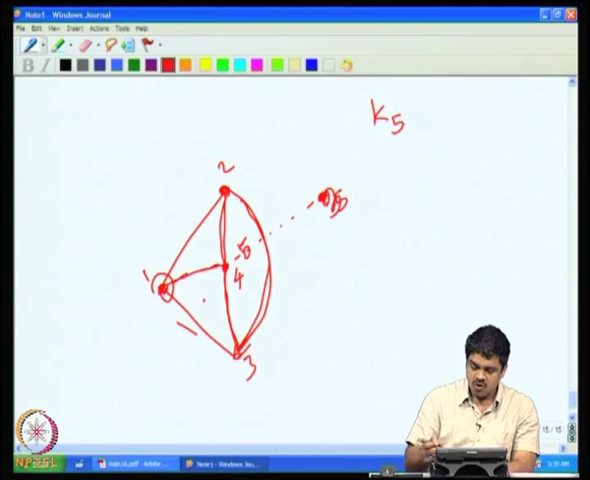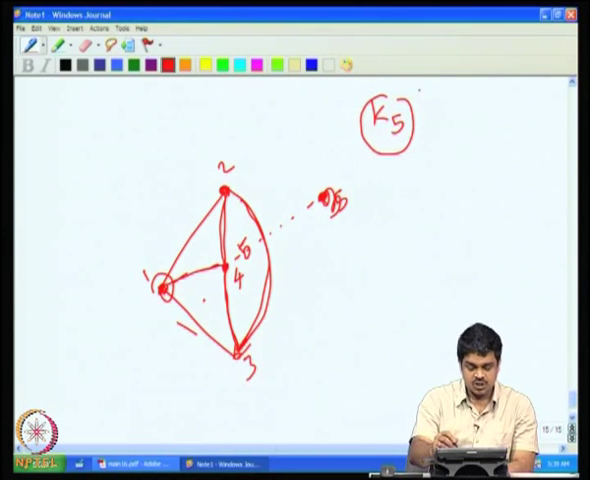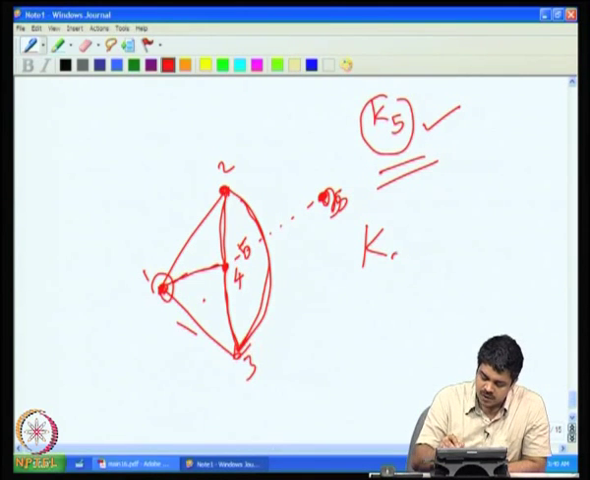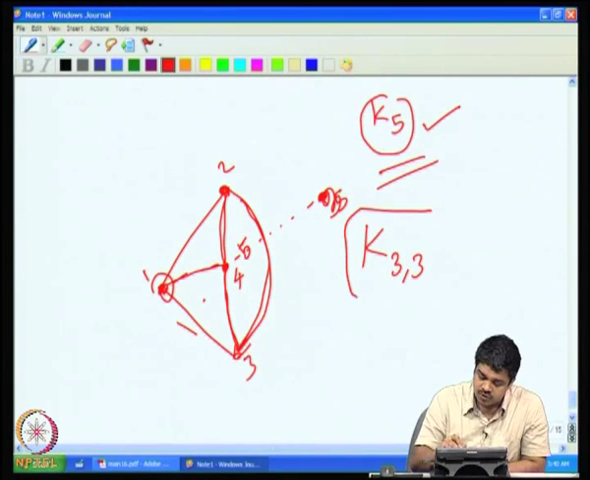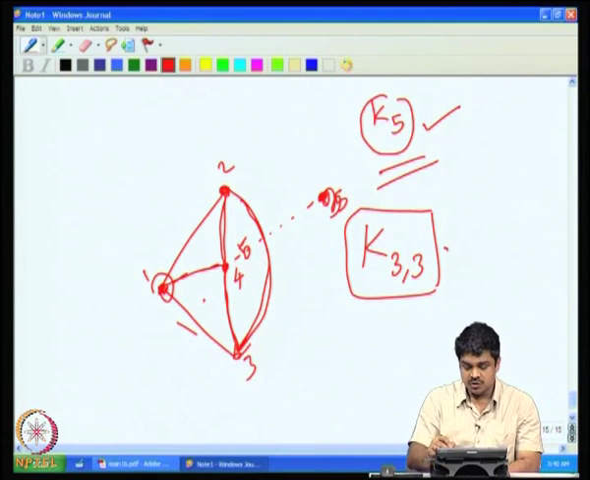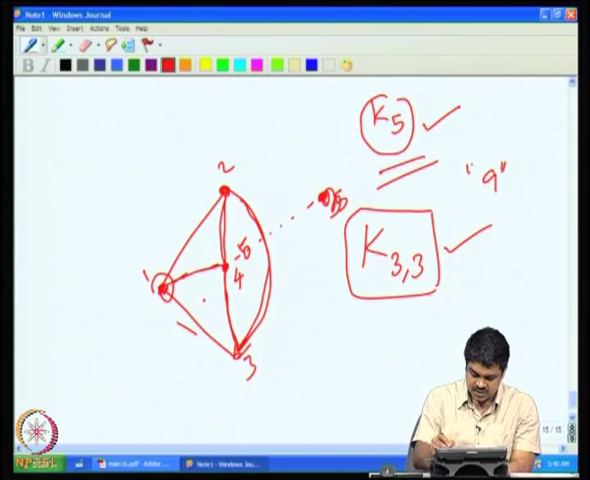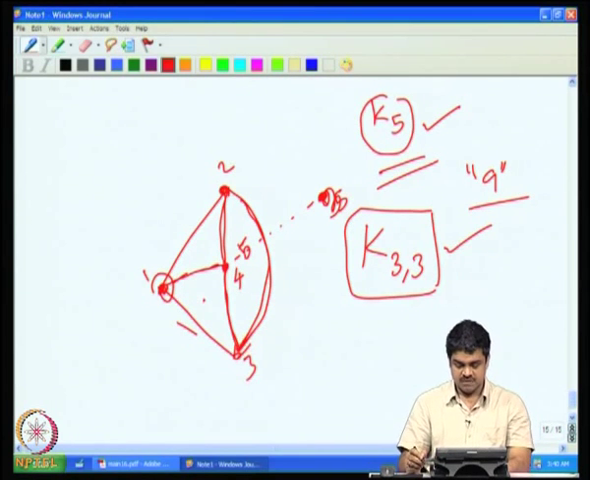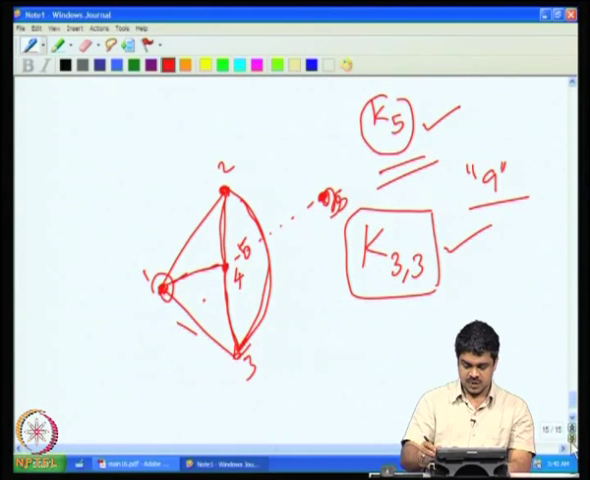So this is the graph with the smallest number of vertices which cannot be drawn on the plane, right. There is another graph called K33 which cannot be drawn on the plane, which I leave to you to figure out why. This has 9 edges. This is the smallest graph in the sense of number of edges which cannot be drawn on the plane.